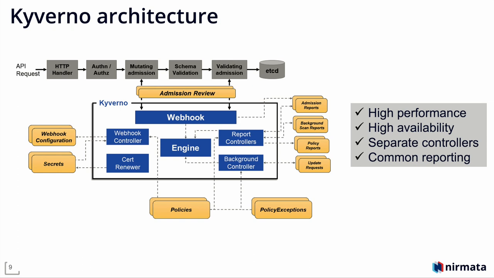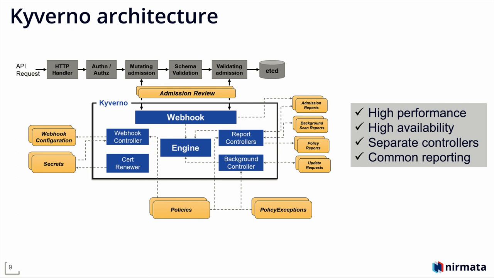There's a background controller which can keep checking if any of the policies have been violated by any of the existing resources. So there are a lot of checks that Kyverno does to ensure that all the resources meet the policy requirements. And if they don't, then Kyverno reports policy violations in the policy reports. You can also specify policy exceptions. That's a new capability that was added to Kyverno recently. In case you want certain resources or certain namespaces to be excluded from these policies, policy exceptions can be used.